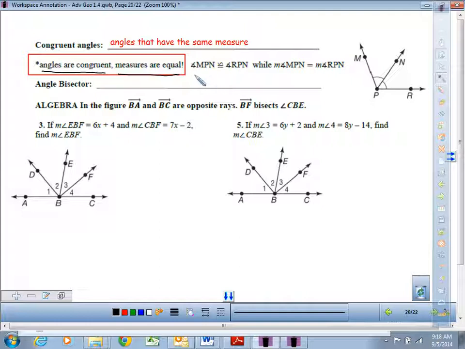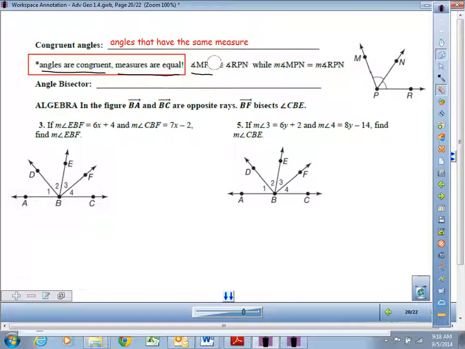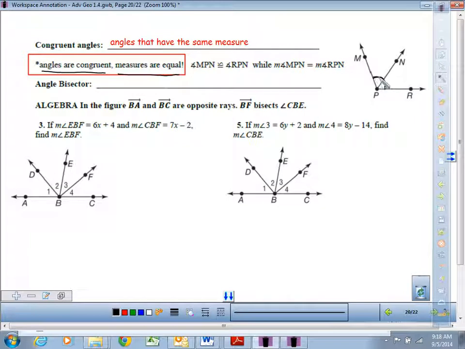Now, if angle MPN, this is naming the angle, there's our congruent symbol, is congruent to angle RPN, well then their measures are equal. Okay, so measures are equal, shapes and angles and segments, and those are congruent. So we look over here, this angle right here, and we have these little arc marks which simply show that these two angles are equal. The angles are congruent, the measures are equal.